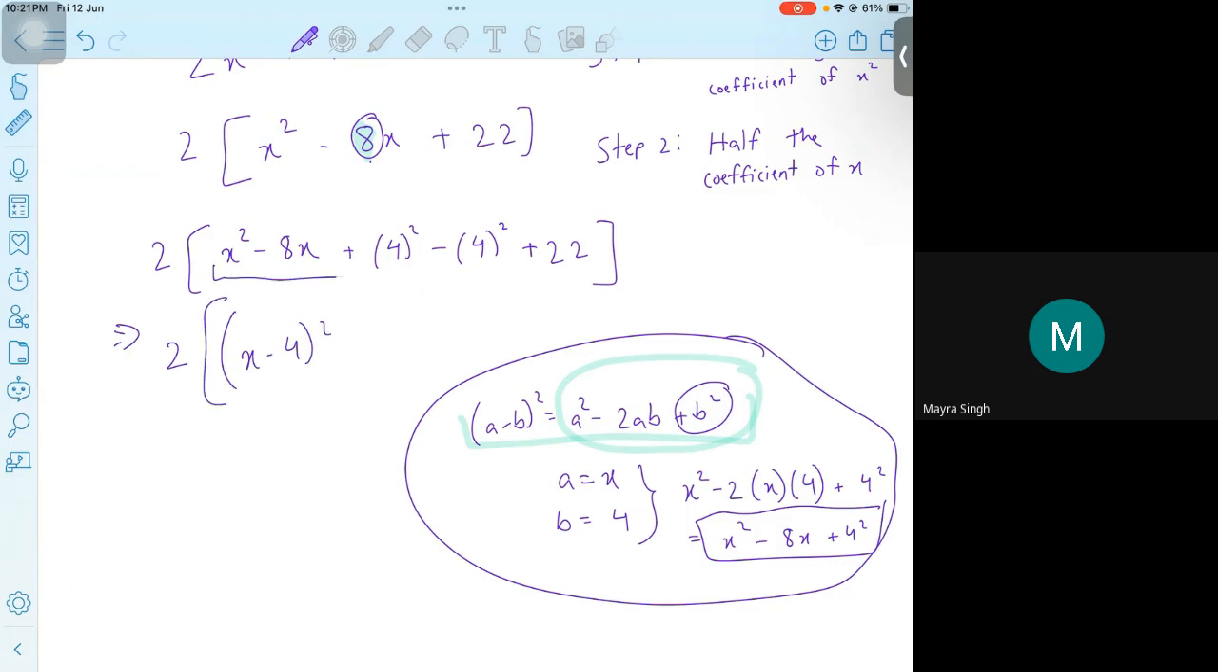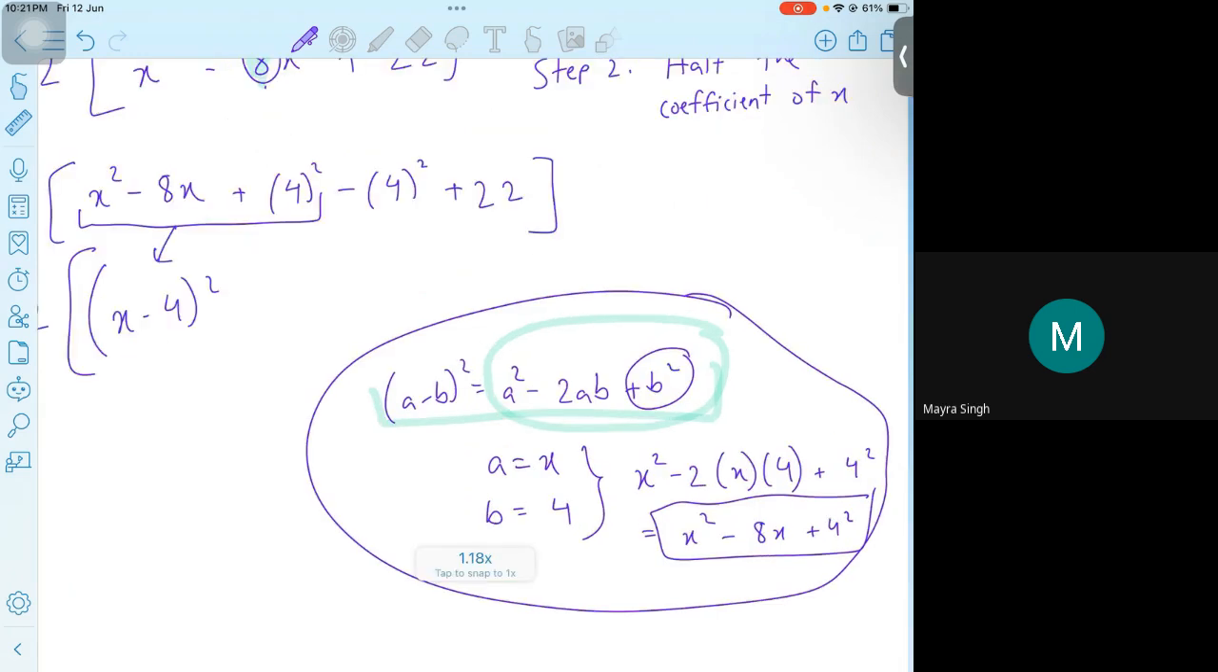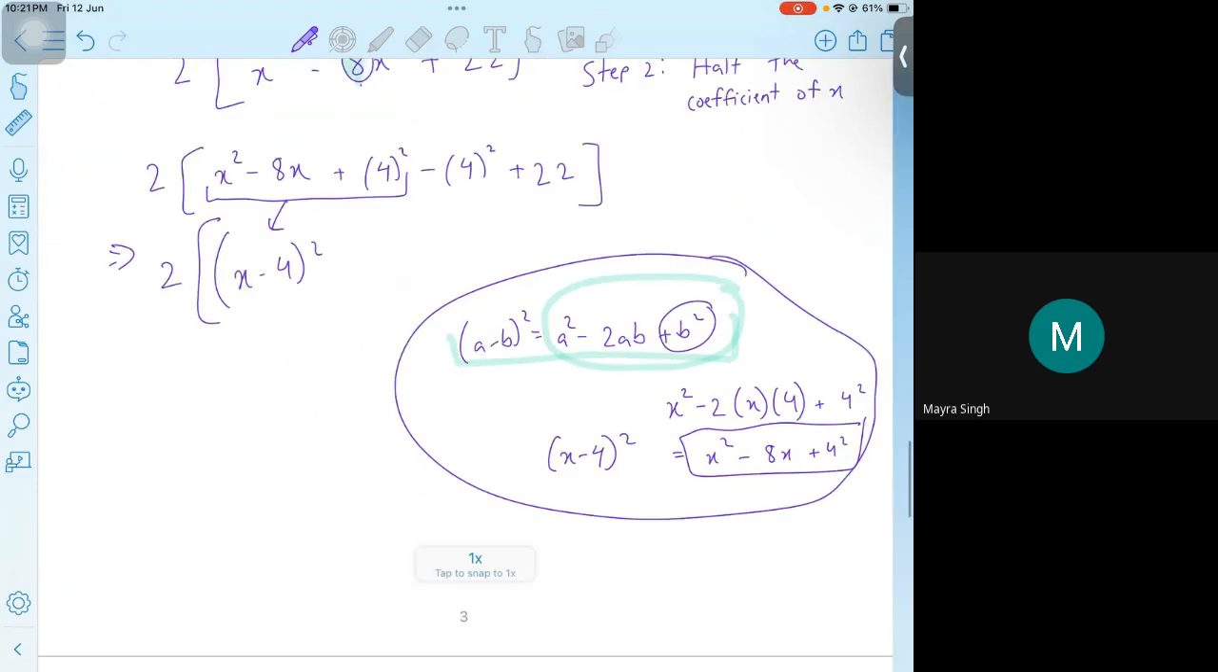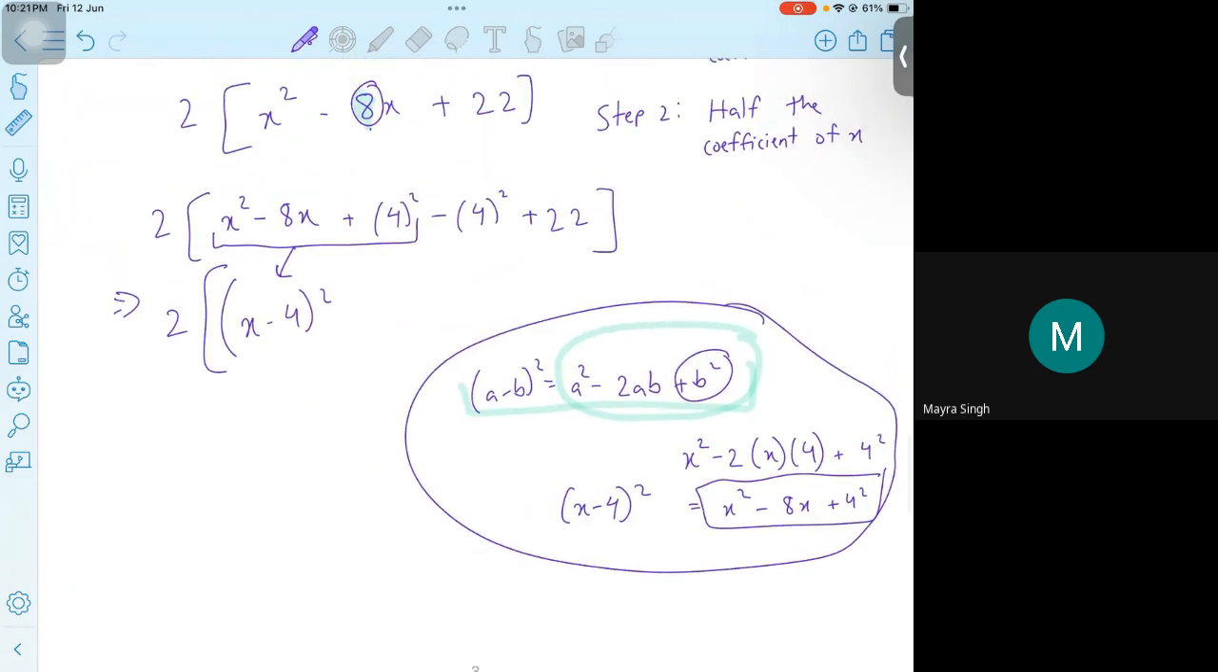This entire thing just became this because we just verified from here that x minus 4 whole square is equal to that part. Okay, so this is the mathematical explanation behind it. But even if you just recall the formula or shortcut behind it, you can very easily solve it. You don't have to remember the exact working or the explanation behind this.